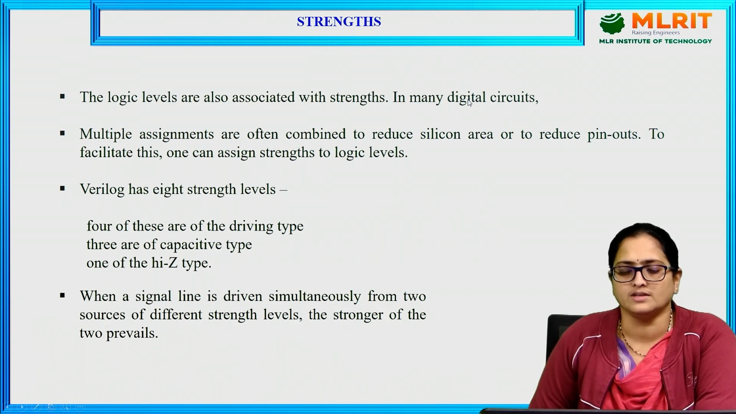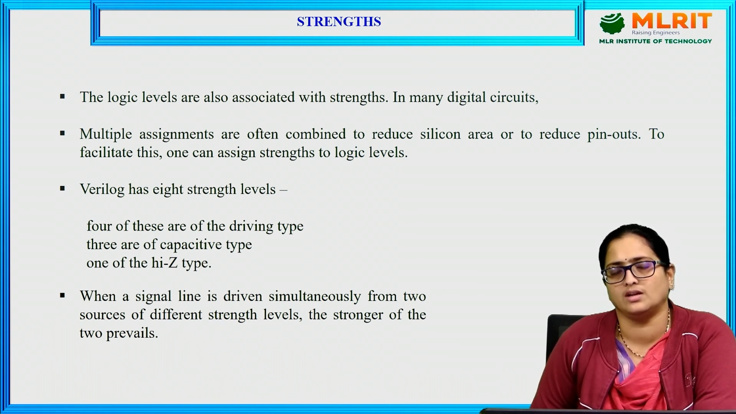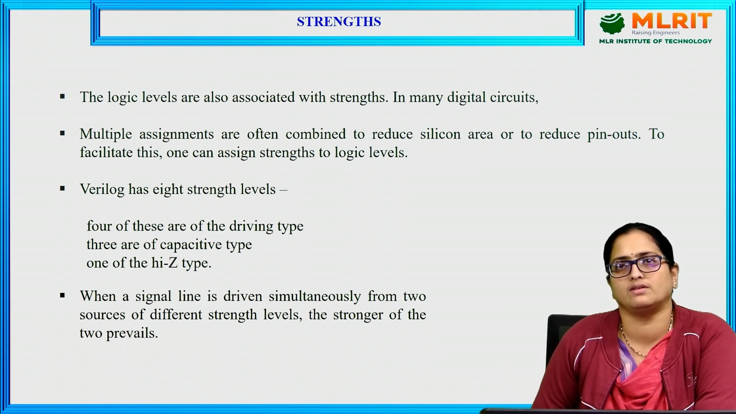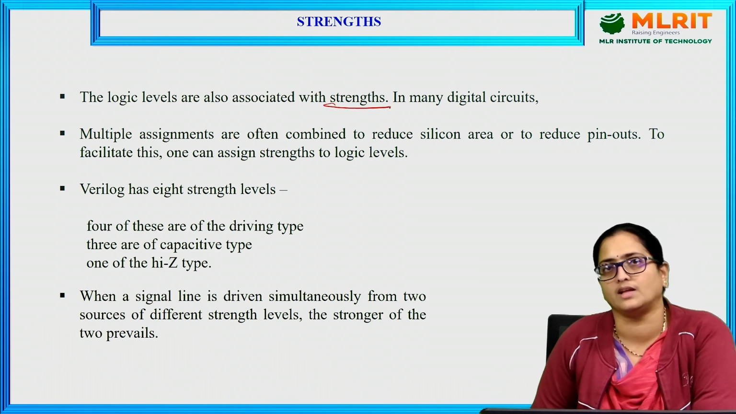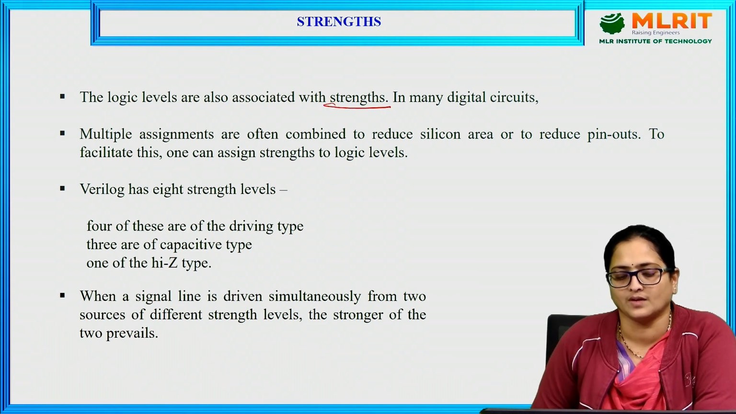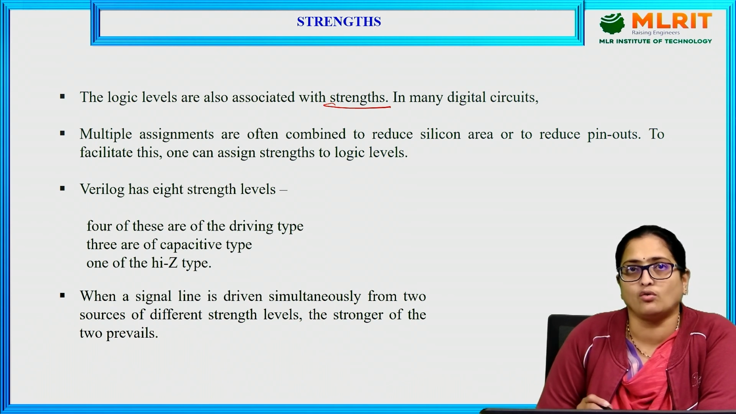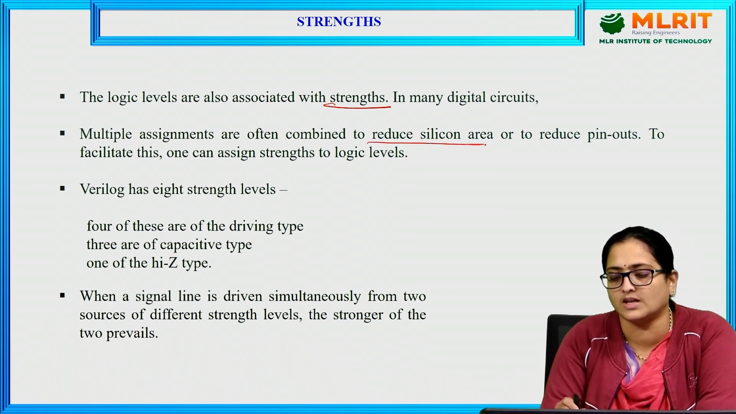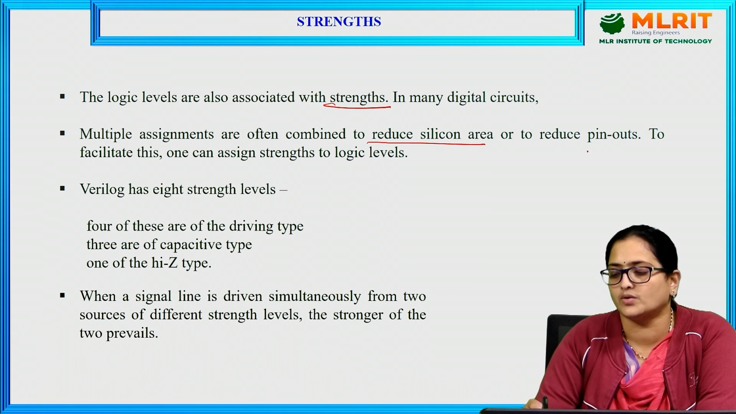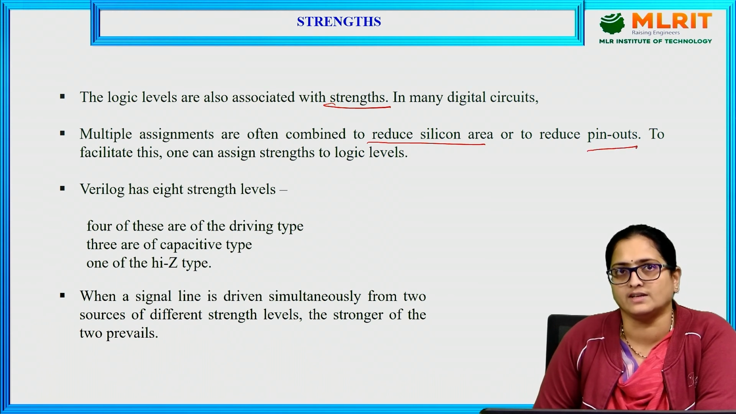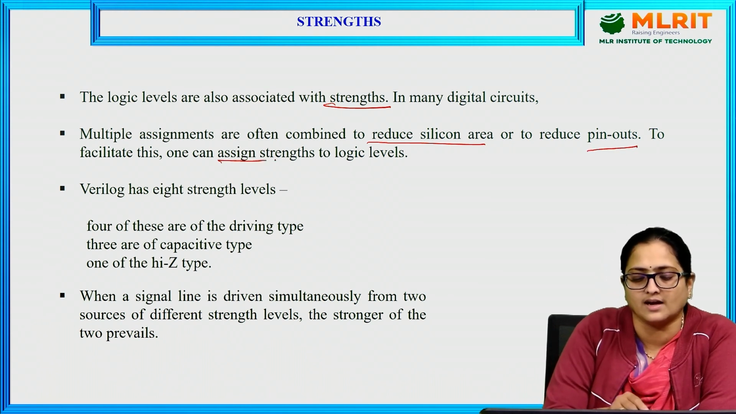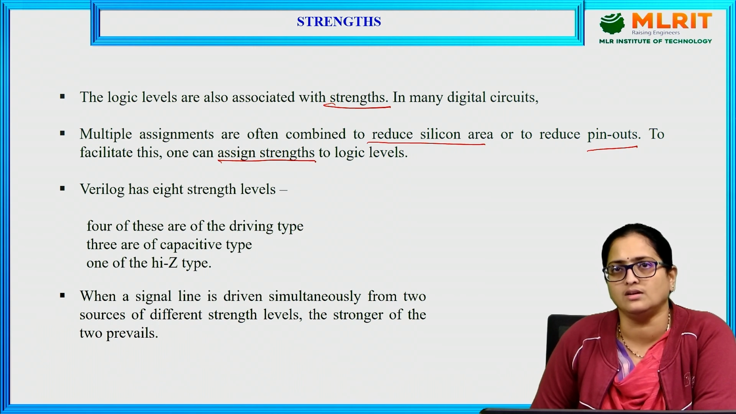The next one is strings. See, always it's not possible to show the logical levels with 0, 1, or x or z. These logical levels can also be associated with strengths in digital circuits. Multiple assignments are often combined to reduce the silicon area or to reduce the pin out. To facilitate this, we can assign the strength to a logical level.